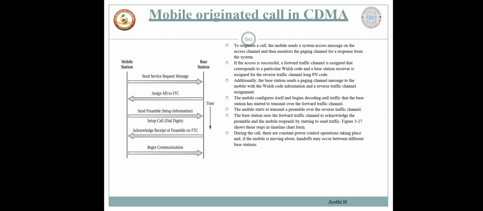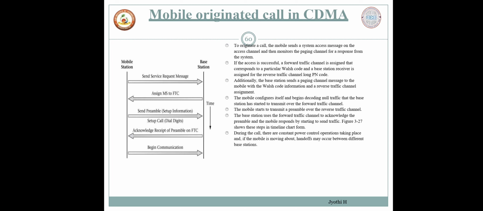This is the mobile originated call in CDMA, between the mobile station and the base station. First, the mobile station sends a service request message to the base station. Later, the base station assigns the mobile station to the FTC. After receiving this, the mobile sends the preamble signal. Then the base station sends the acknowledgement receipt of the preamble on the FTC, and then call forwarding. So the communication begins.